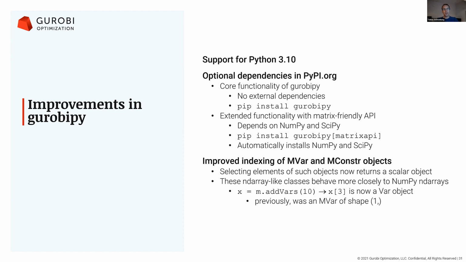So if you want to use the matrix-friendly API inside Gurobi Pi, that is using NumPy and SciPy vectors and matrices, then of course you need to install NumPy and SciPy. This you can do manually as before, but you can now also say directly in the pip install command, by providing in brackets matrix API here, that NumPy and SciPy should be automatically installed for you. So this could be convenient if, for example, you are creating Docker containers where you have these requirements in the Dockerfile.